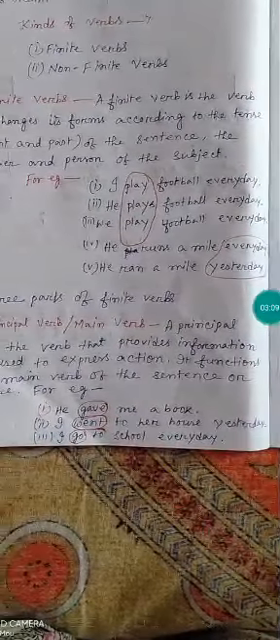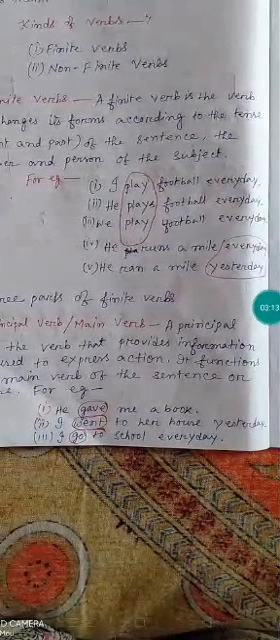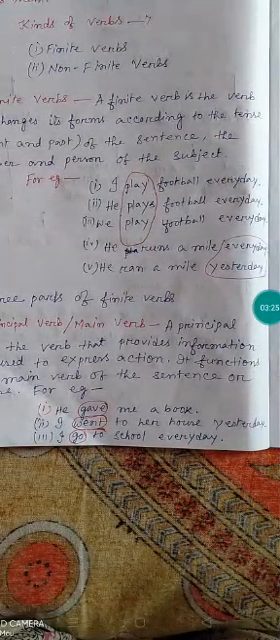Now in the fourth example, he runs a mile every day. In the fifth example, he ran a mile yesterday. So he runs a mile every day and he ran a mile yesterday. Here the difference of tense has been shown. He runs a mile every day. That means every day he runs a mile and it is his habit.